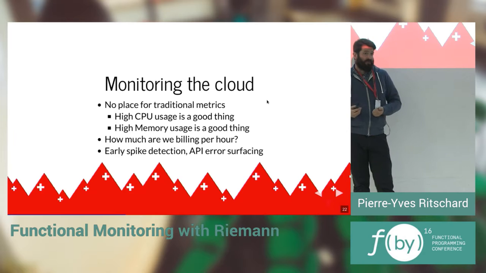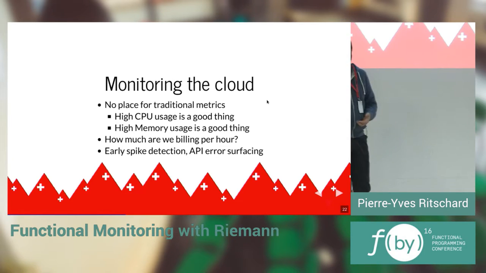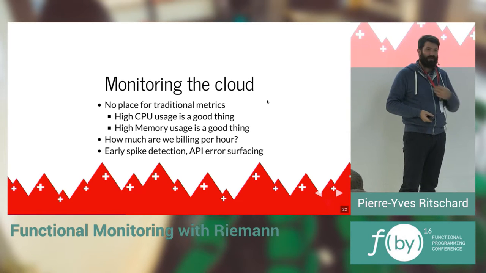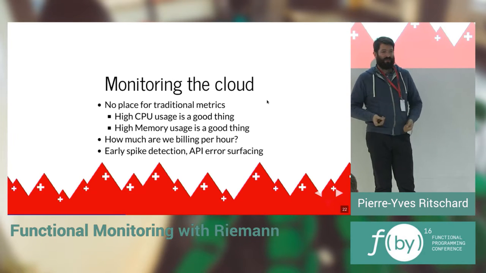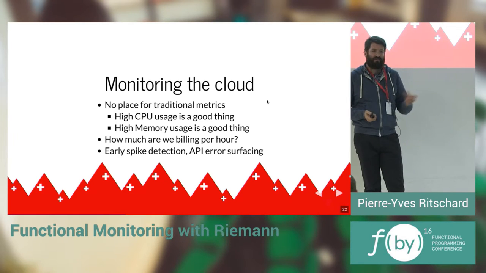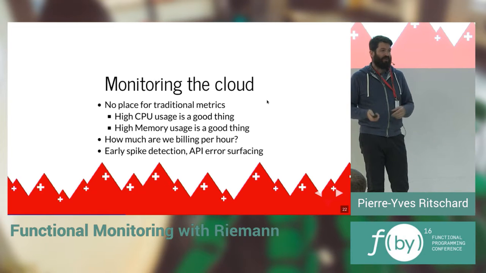So for us, traditional metrics don't work, right? If we have high CPU utilization, that means we utilize our resources correctly, and we don't buy hardware for nothing, which is basically how we make money. So the same goes for memory. So we need to look at how much we're billing per hour, if the API requests our service correctly. This is the type of thing that we're really interested in looking at, and having a way to detect spikes very early.